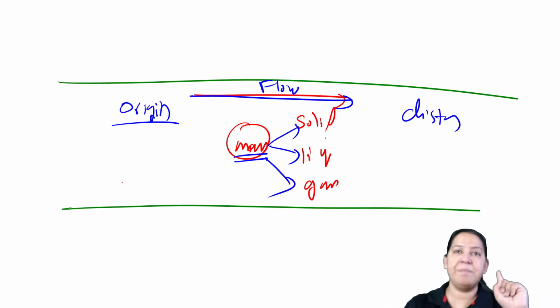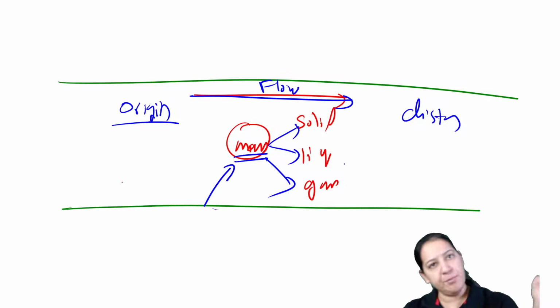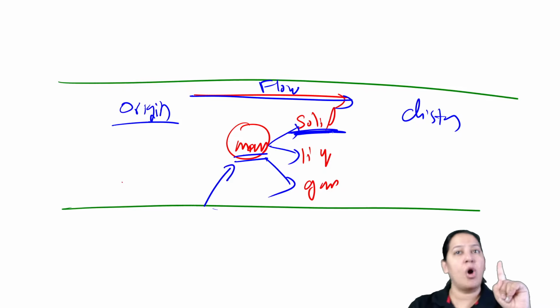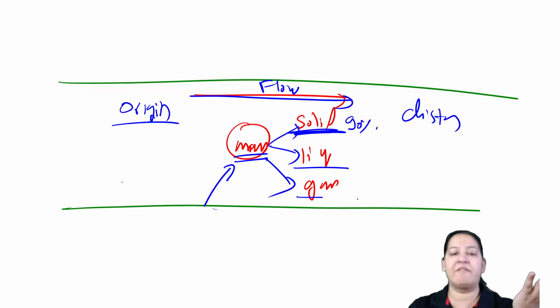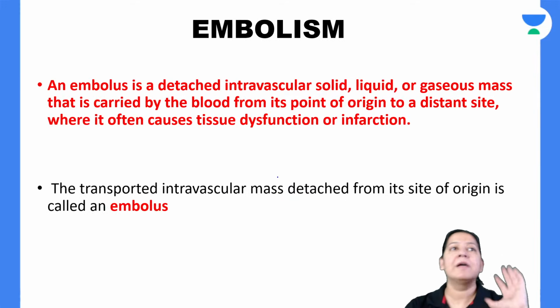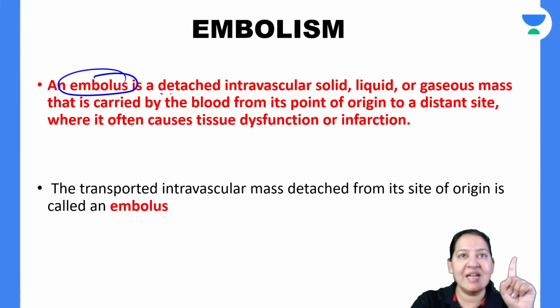In 90% of cases, it is arising from a thrombus. So a thrombus got detached and it is moving now. So that is a solid embolus, it is known as thromboembolism. 90% of the time it is solid only, that is thromboembolism. But sometimes it can be liquid, it can be gas. Give me a thumbs up. So what is an embolus? An embolus is a detached intravascular mass.